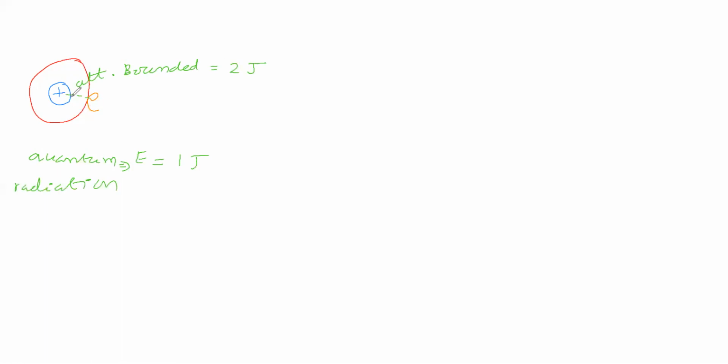Between nucleus and electron, attractive force is possible. Therefore, the electron is bounded in the metal atom. That bounding force is, say, 2 joule. Now, this quantum is falling over this electron, and this electron is absorbing this quantum.